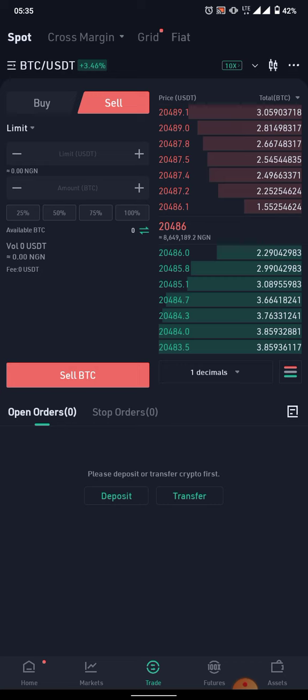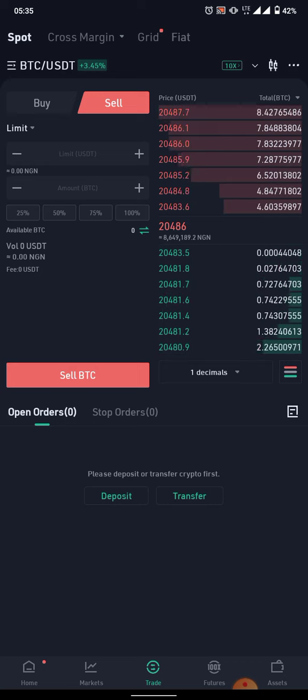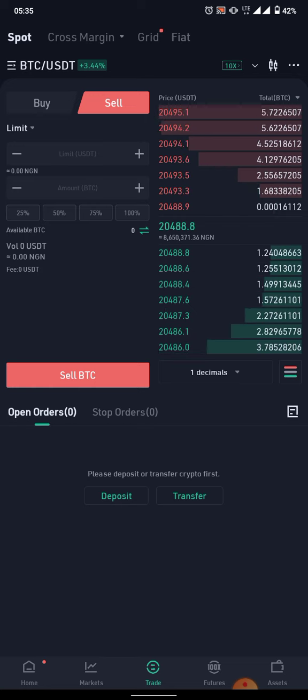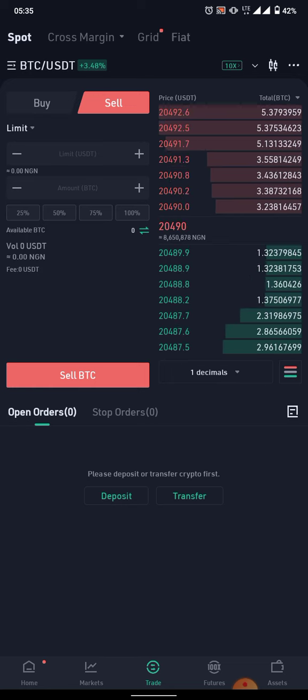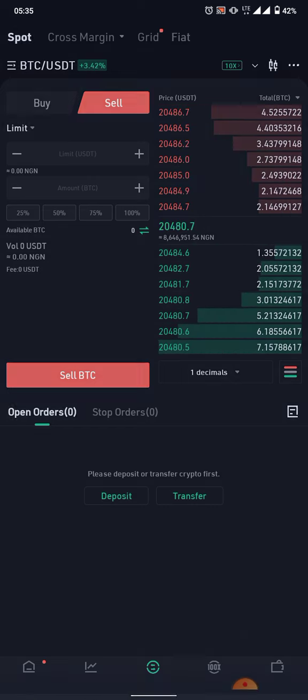Okay, so one thing you should note about the limit order is that you can only buy at a price lower than the market price and sell at a price higher than the market price. So if you want to buy an asset and you want to use a limit order, you can only use it when the price you want to buy at is lower than the current market price. And if you want to sell using a limit order, you can only sell when the price where you want to sell that asset is higher than the current market price.